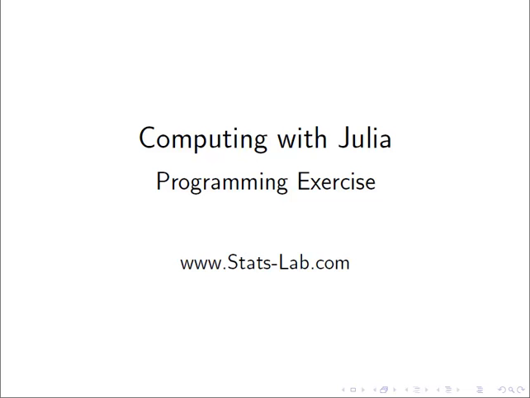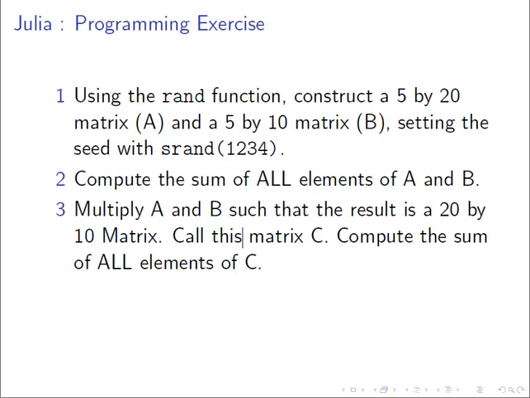In this program exercise, what we're going to do is use some functions in conjunction with each other. For example, the first exercise is: use the rand function to construct a 5 by 20 matrix A and a 5 by 10 matrix B, setting the seed with the command srand(1234). Let's do that first off.